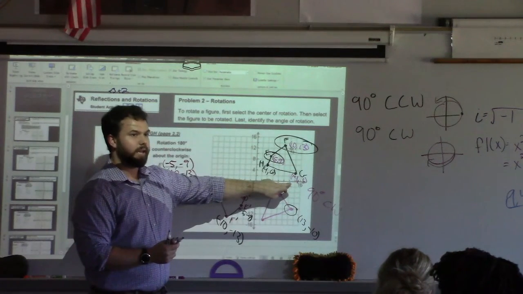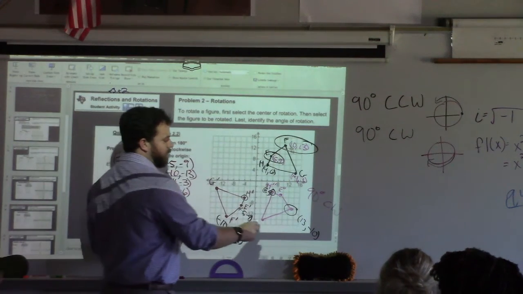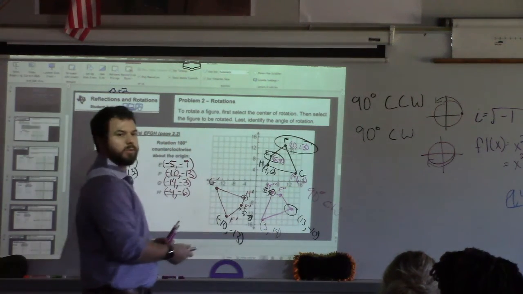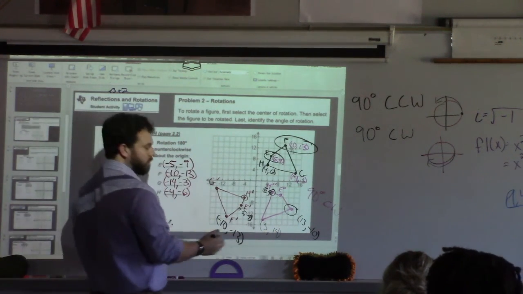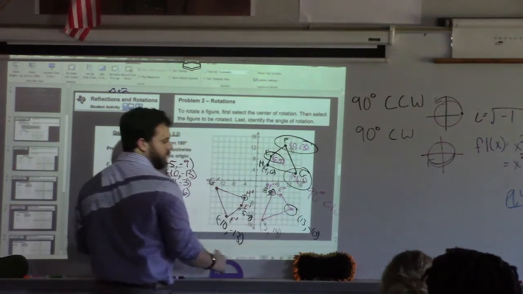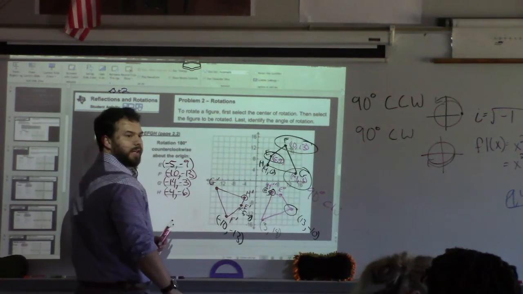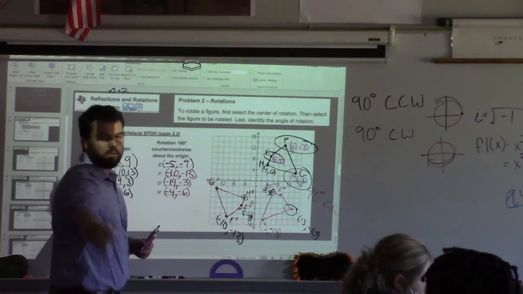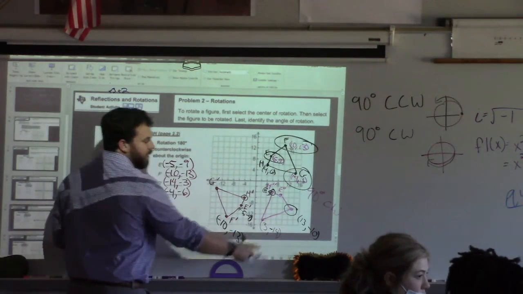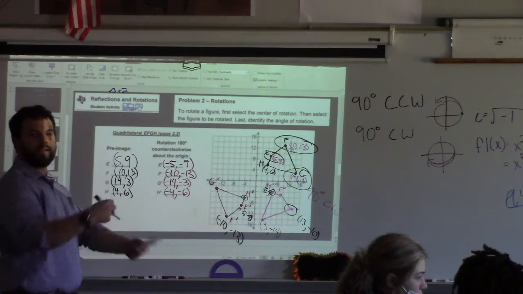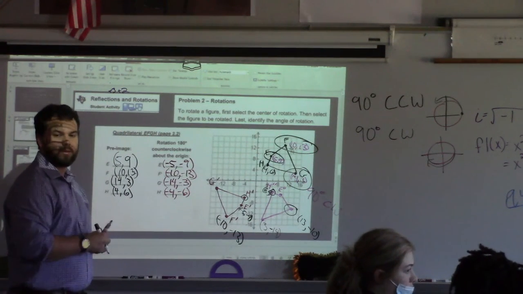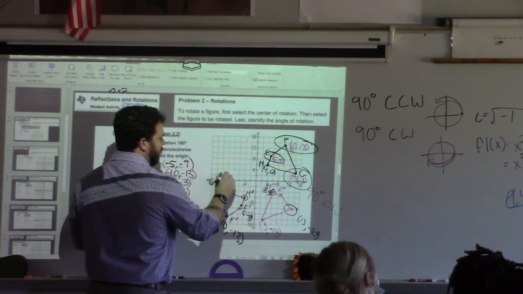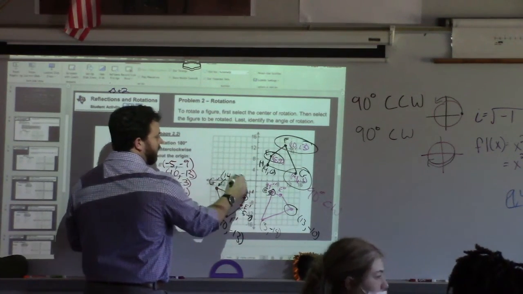So 14, 3 switched and became 3 and 14, but which one's positive, which one's negative? The 14, right? It's going down. So then, Alicia, is it going to be 3 and then 14, or 14 then 3 when I rotate again? 14 and 3. Are any of those going to be negative?